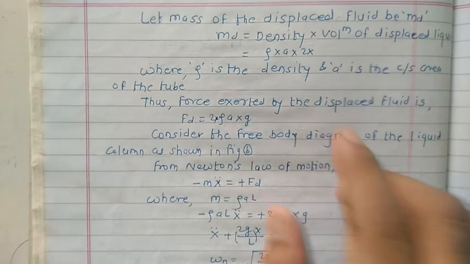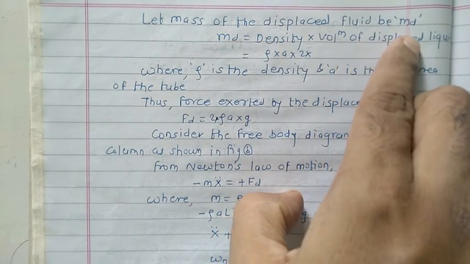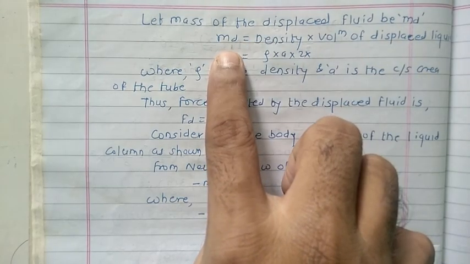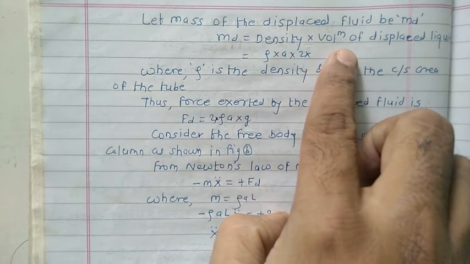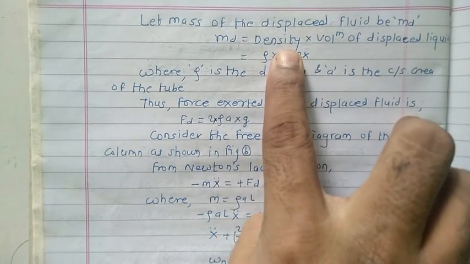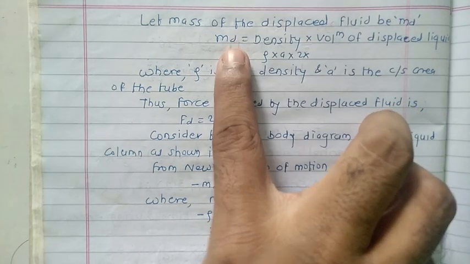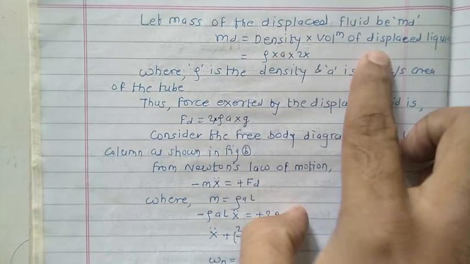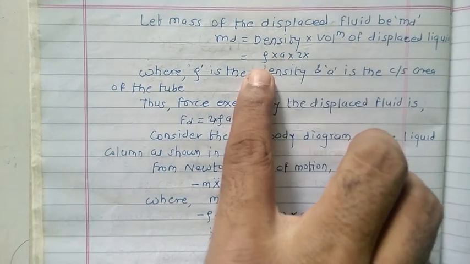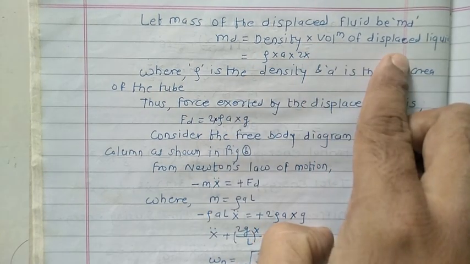So in this case, let the mass of the displaced fluid be md. So what about this md? md is nothing but density multiplied by volume of displaced liquid. So we know the simple relation for the density. Density is nothing but mass per unit volume. From that relation you can get md equals density multiplied by volume of displaced liquid. So what about the density? We can consider that density as rho. So what about the volume of the displaced liquid?